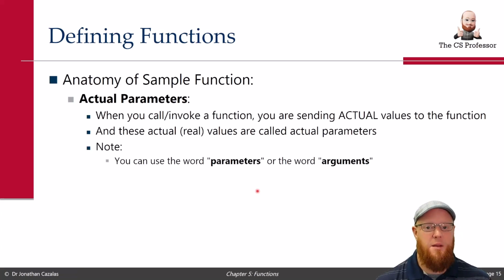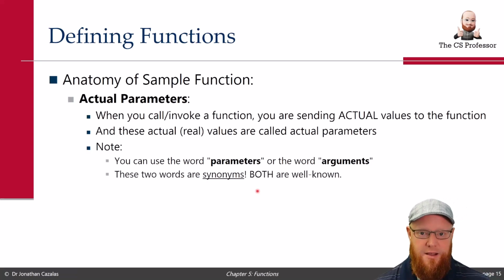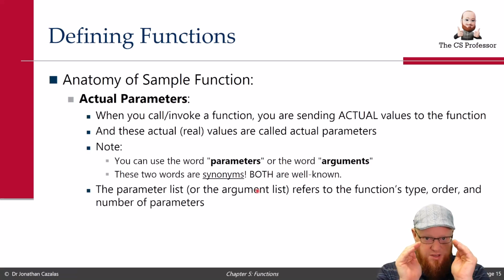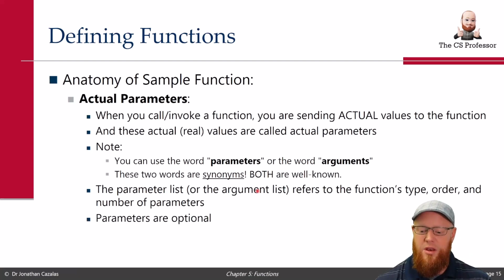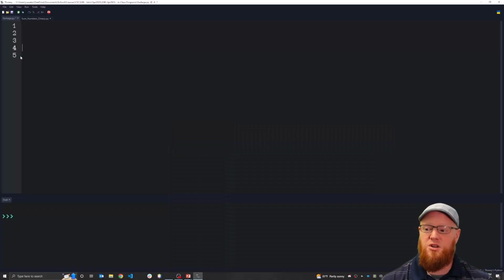Important to note is that parameters can also be called arguments. These are synonyms. So when we call the function, in the last example, we were sending over two parameters, two values. You could also say we were sending over two arguments. Parameters and arguments are synonymous. That parameter list, that list of parameters inside these parentheses, refers to the function's type, order, and the number of parameters. You don't have to have any parameters for your functions. In fact, we've seen functions with no parameters.